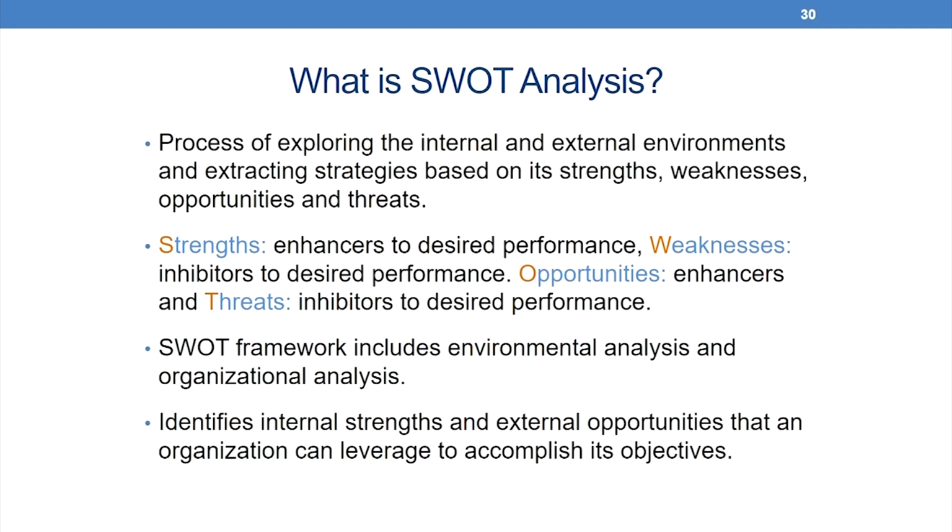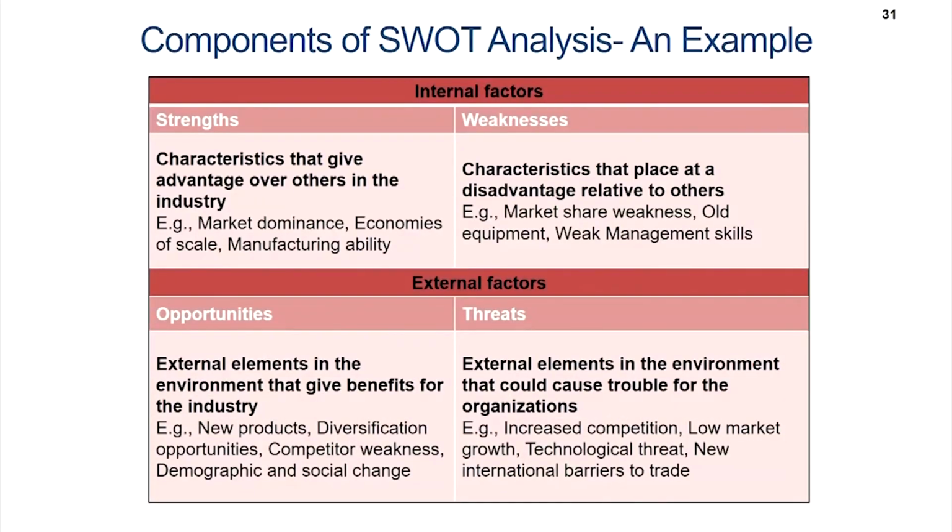So basically we are looking at strengths and opportunities as enhancers, and weaknesses and threats as inhibitors. The SWOT framework includes environmental analysis and organizational analysis, and they identify internal strengths and external opportunities that an organization can leverage to accomplish its objectives. So, this is how it looks. It is also in the form of a matrix, a 2 by 2 matrix, with internal factors and external factors. This is just an example.